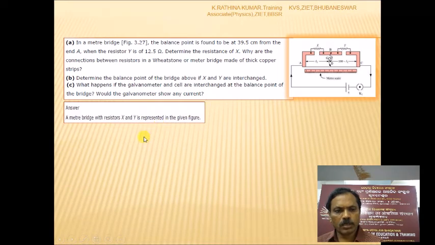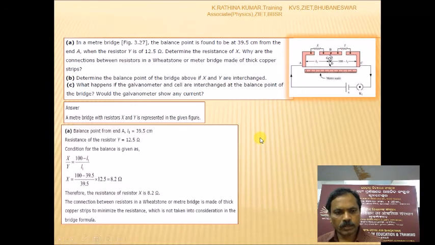Answer: a meter bridge with resistances X and Y is represented in the given figure. First, the balance point from the end A, this side. Let us take L1 is equal to this given value, 39.5. As per the instruction, you have to take and write the given values here. Suppose the answer is wrong, if the given values are written, some of the marks may be credited for you.